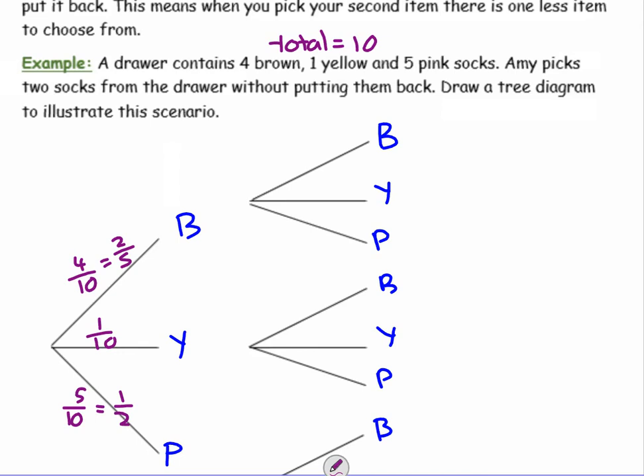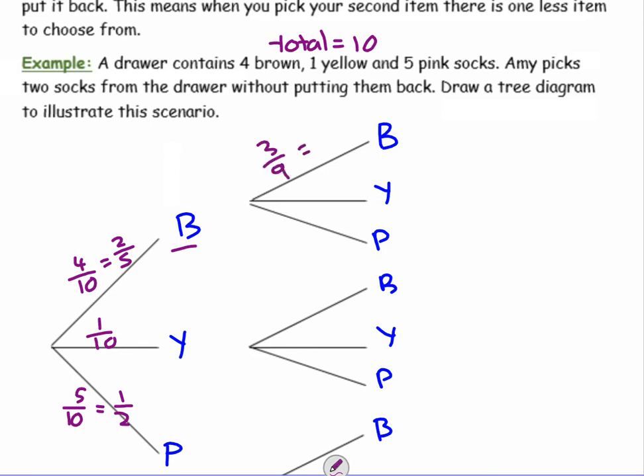So again, is this with or without replacement? This one is without replacement. So on the second set of branches, the denominator, if we've picked one sock out already and we're not replacing it before we pick out the next one, then our denominator should now be 9. So if I've taken a brown here, there's only 3 brown left out of a total of 9 socks.